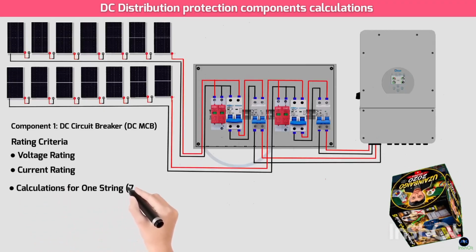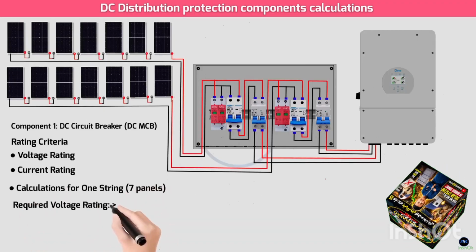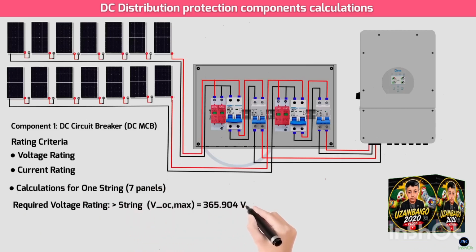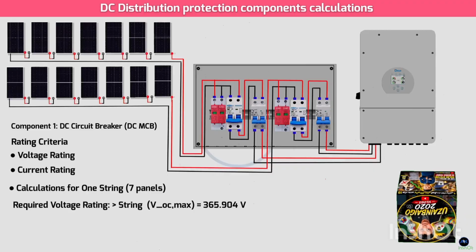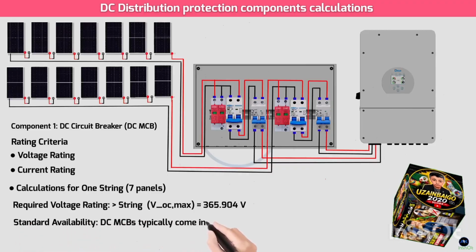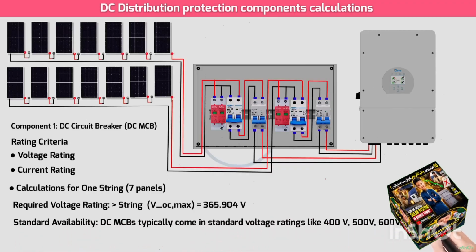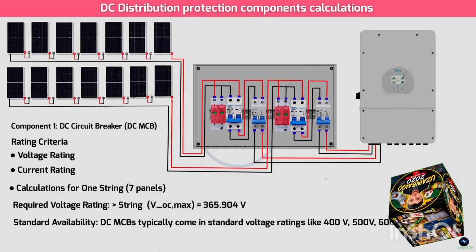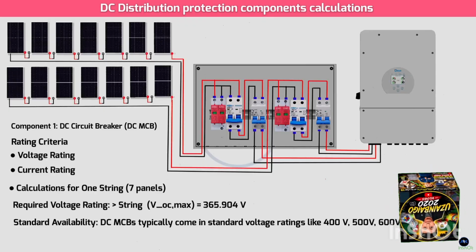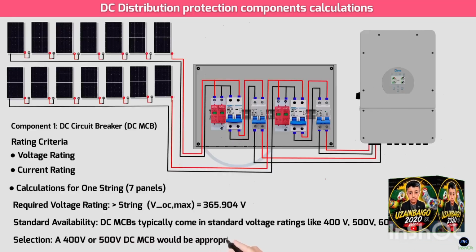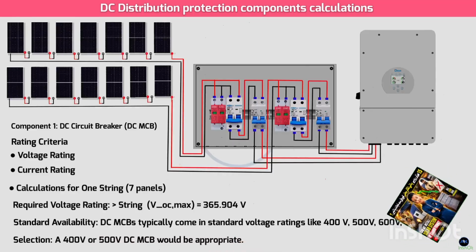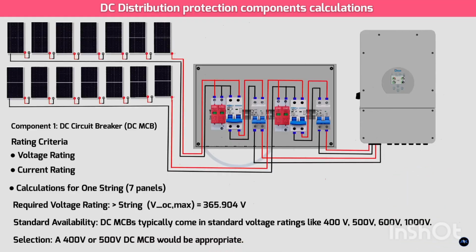Calculations for 1 string, 7 panels. Required voltage rating: greater than or equal to string VOC max, which equals 365.904 volts. Standard availability: DCMCBs typically come in standard voltage ratings like 400 volts, 500 volts, 600 volts, 1000 volts. Selection: a 400 volt or 500 volt DCMCB would be appropriate. Choose the next standard rating above your calculated max voltage.